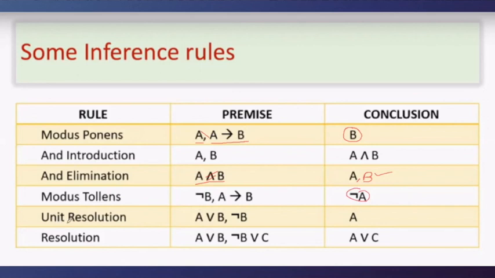Now again we have unit resolution. Unit resolution: if we have these types of clauses, A or B and negation of B, what will we get? We'll get A as a conclusion. Resolution says that if we have A or B and negation of B or C, we'll get A or C as a conclusion.